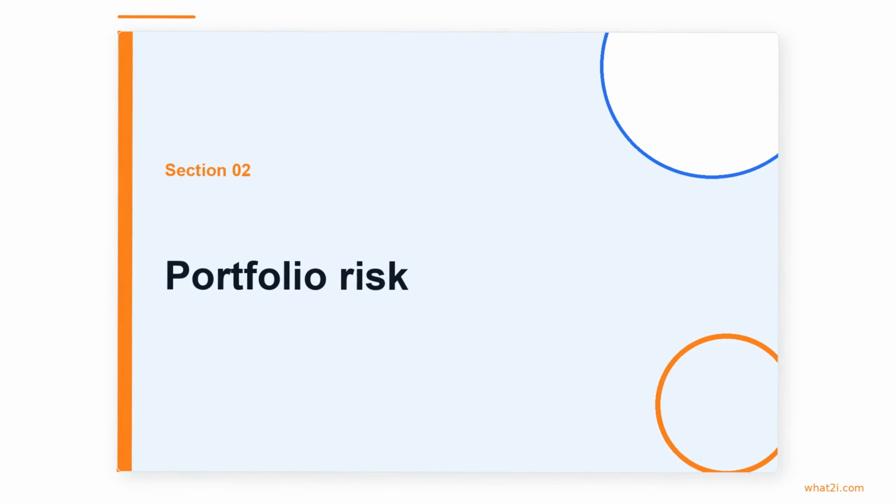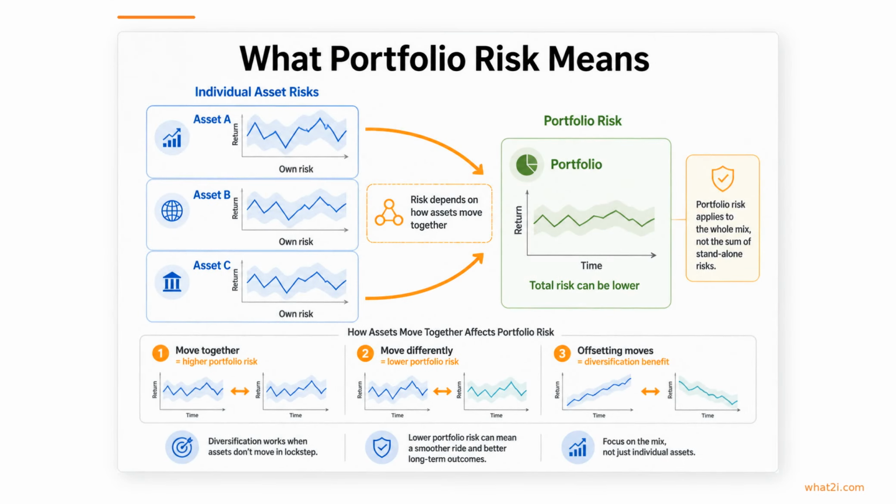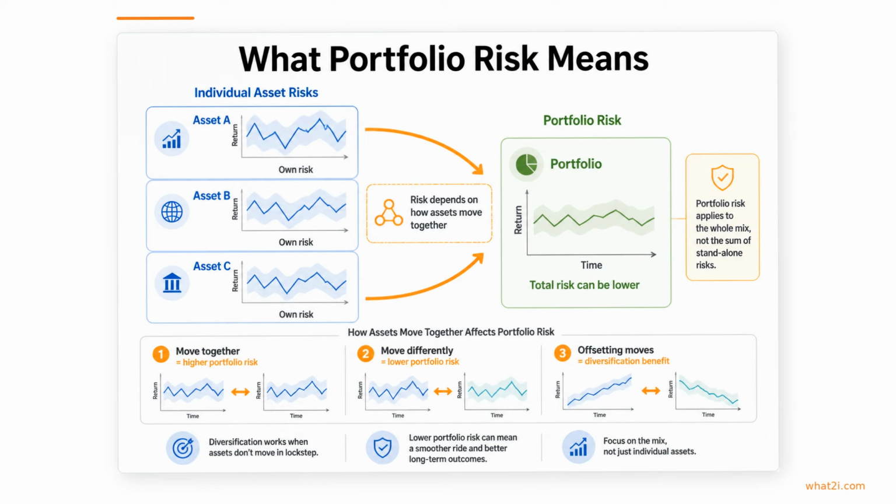Section 2. Portfolio risk. Portfolio risk is the uncertainty of returns for the whole collection of investments you hold together. The key idea is that total risk is not just the sum of each holding's standalone risk. What matters just as much is how those holdings move relative to one another. If several assets tend to fall at the same time, the portfolio can behave as though it is more concentrated than it looks. If they respond differently to economic conditions, one position can help offset another. That is why diversification is about the interaction between assets, not just about owning a larger number of them.